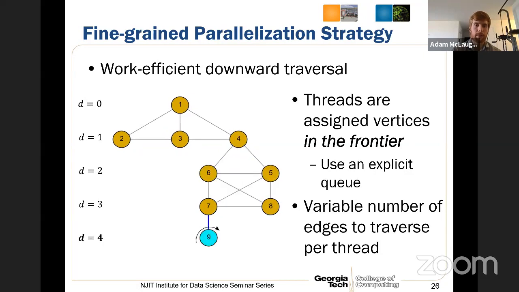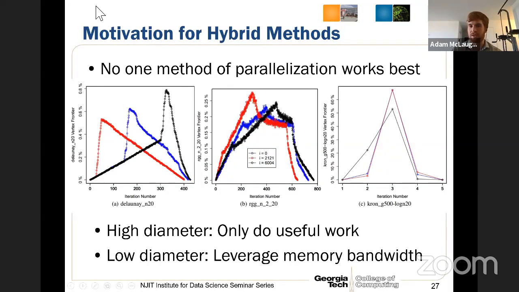Since it's not always the best solution, we are motivated to find a hybrid method to figure out what the best solution is for a given point in time when processing the graph. So there's no one method of parallelization that works best. And in fact, you can figure out quantitatively what type of graph will work better with either the work efficient method, that third method I showed, or the edge parallel method, that second method I showed. And it turns out you only need to choose between those two. The metric that will tell you which one of those two you want is called the diameter of the graph. So it turns out that's all you need to figure out. And the diameter of the graph is the measure of the longest shortest path that exists in the graph.